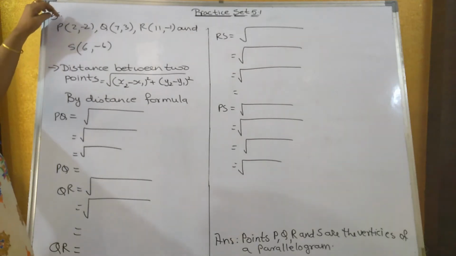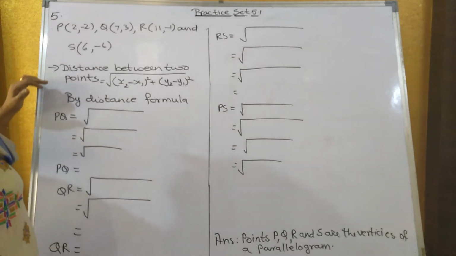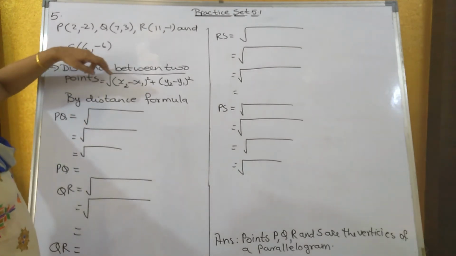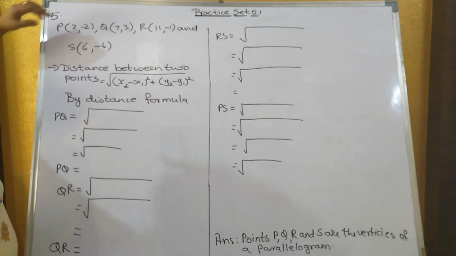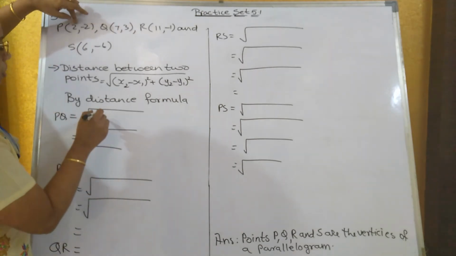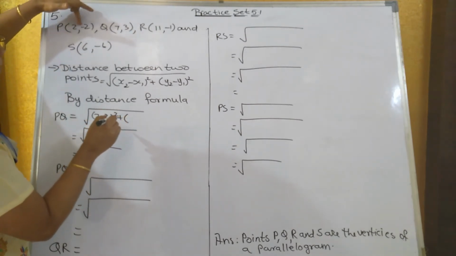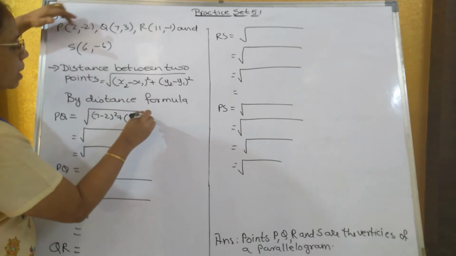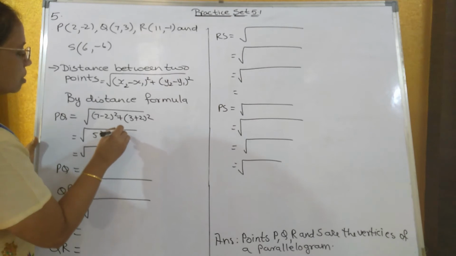We have to prove that P, Q, R, S are the vertices of a parallelogram. So we have to show that the opposite sides of a parallelogram are equal. By the distance between 2 points, we know already that it is x2 minus x1 the whole square plus y2 minus y1 the whole square. By the distance formula, first we will find the distance PQ. That is 7 minus 2 the whole square plus 3 plus 2 the whole square. 7 minus 2 is 5 the whole square, and this is also 5 square.